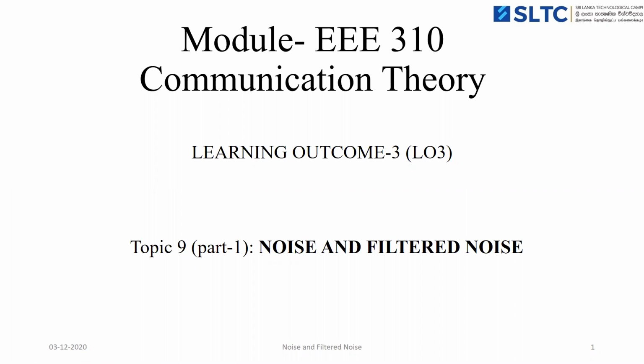Actually, Unit 1 covered Learning Outcome 1 and Learning Outcome 2. In Unit 1, we studied probability theory, random variables and their properties. After that, we studied random processes and their properties, and how to estimate the power spectrum of a random process. And then we studied the filtering of random signals.